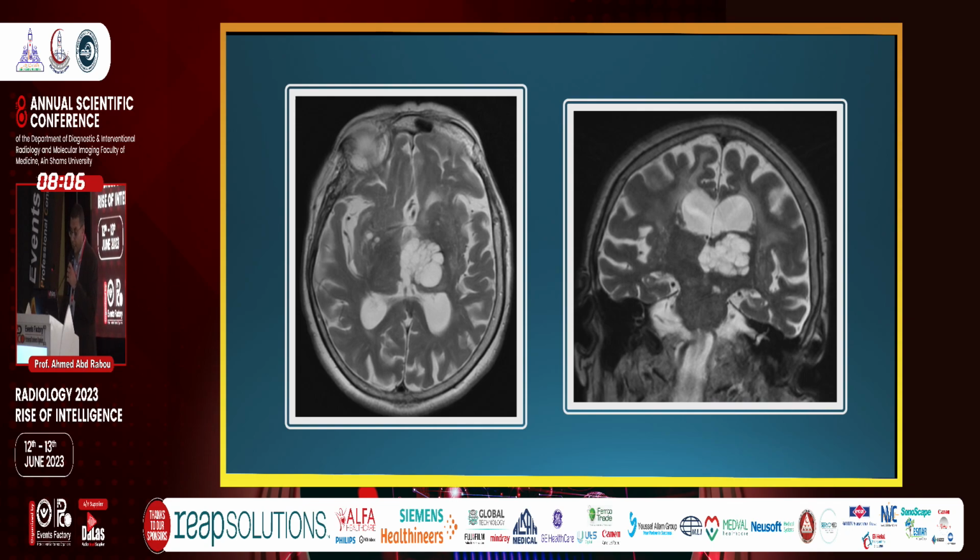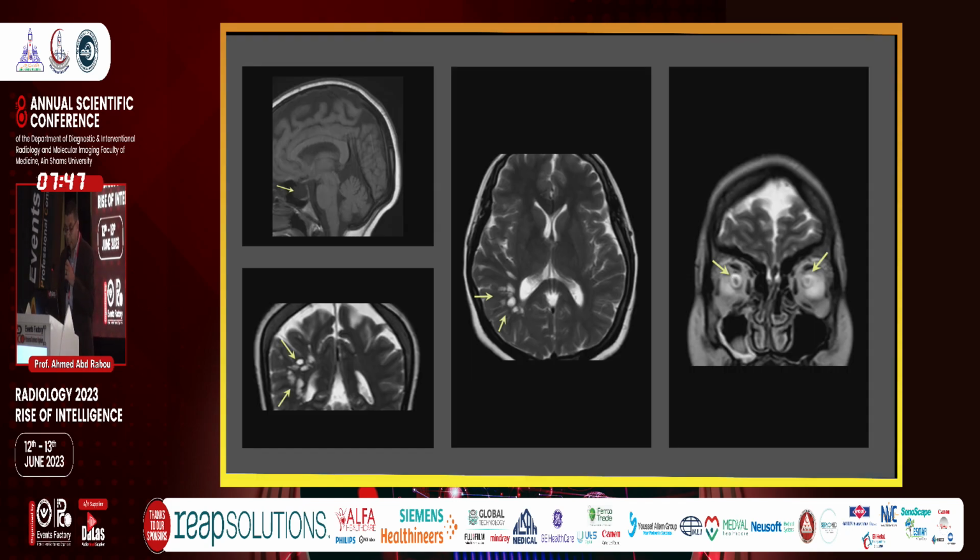Another type is type 3, which is seen in the pontomesencephalic region. It's in the thalamus and the brainstem, and sometimes it can get bigger and bigger and cause obstruction of the CSF outflow, as in this patient, causing supratentorial dilatation of the lateral ventricles.